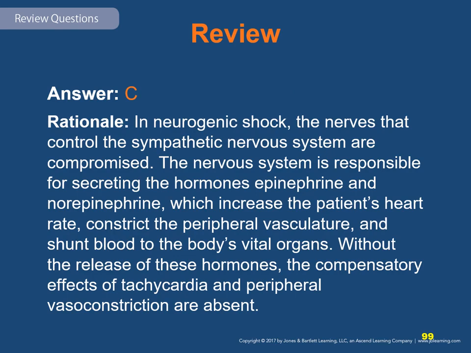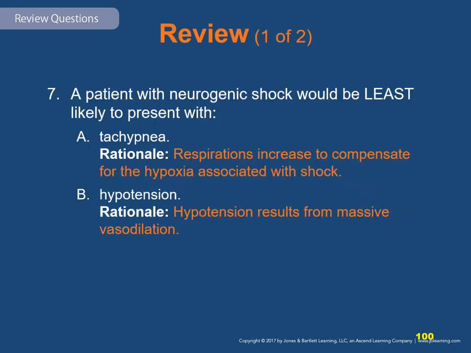In neurogenic shock, the nerves that control the sympathetic nervous system are compromised. The nervous system is responsible for secreting the hormones epinephrine and norepinephrine, which increase the patient's heart rate, constrict the peripheral vasculature, and shunt blood to the body's vital organs. Without the release of these hormones, the compensatory effects of tachycardia and peripheral vasoconstriction are absent.